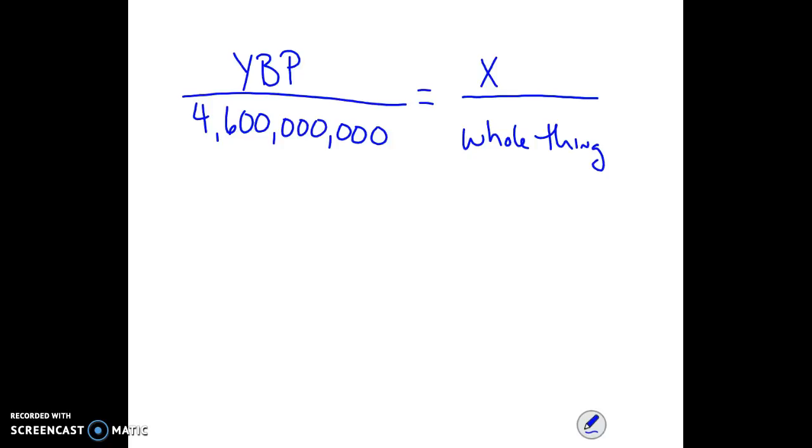So you can see from the screen here, I've got years before present. I should say this: I've got a proportion, which is a ratio set equal to another ratio. On the left-hand side, you can see years before present divided by the age of the Earth, 4,600,000,000 years. Over here on the right, you can see my unknown. I don't know what this is going to be yet, divided by the whole thing, whatever your whole thing is.